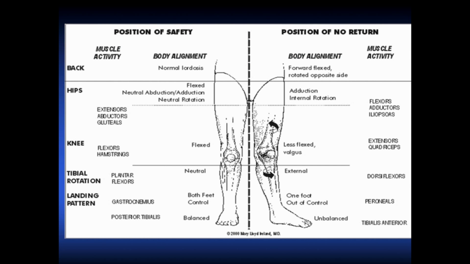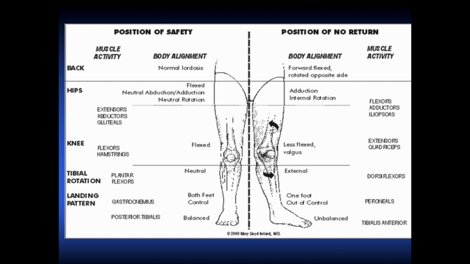This position of safety, as shown on the left, can be thought of as the position of the hips and knees and foot and how well the muscles can then work in a good muscle, bad muscle, or agonist, antagonist, such that the position of safety, the body alignment from the back, normal lordosis, hips are flexed more, knees are flexed more, so the hamstrings are at a more mechanical advantage to prevent anterior tibial translation. Tibial rotation is neutral, landing on both feet with balance all the way down.